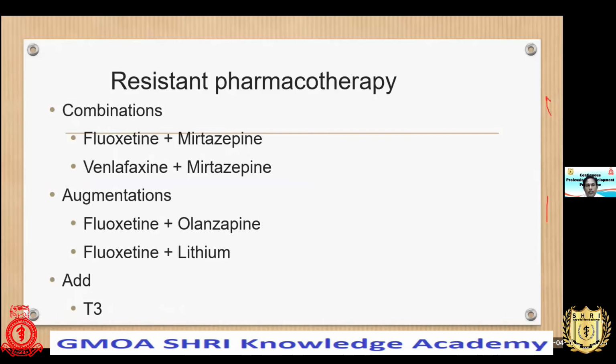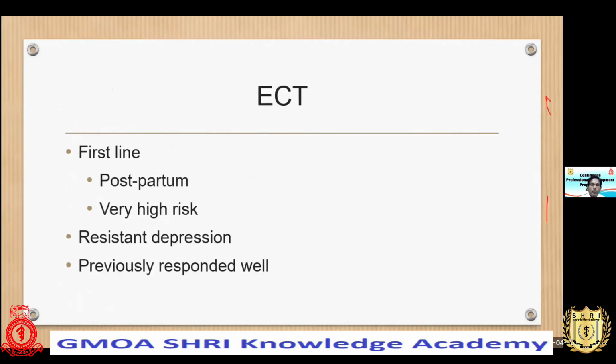If it is resistant, then we can combine fluoxetine with mirtazapine, and venlafaxine with mirtazapine, and then fluoxetine with olanzapine, an antipsychotic, and fluoxetine with a mood stabilizer, lithium, and then add thyroxine. I think it is better to keep these things to the psychiatric healthcare workers, the MOMHs or the diplomats, and then you treat the simple depression.